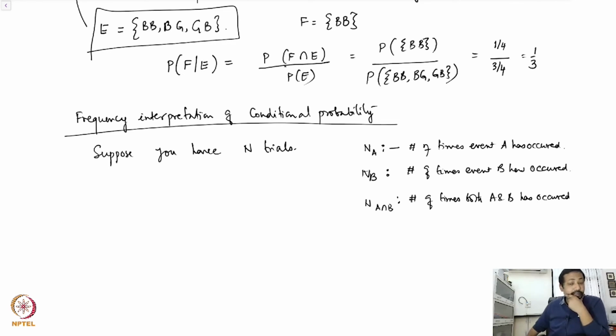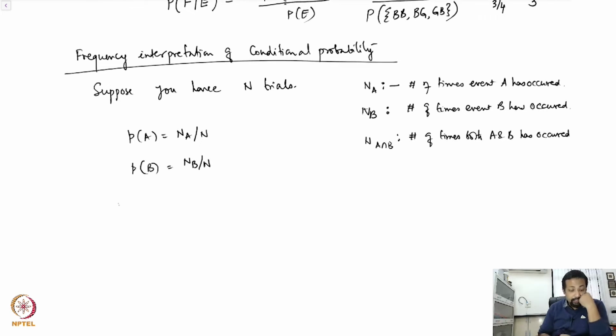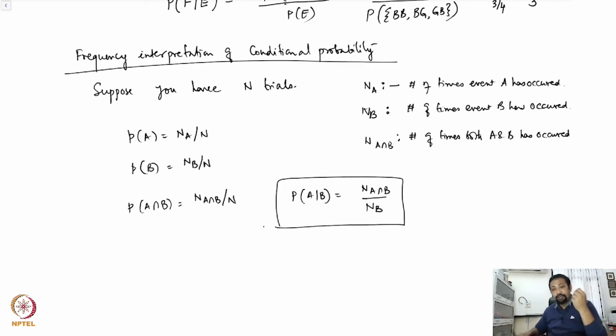Right? Then if n is large enough, statistically speaking, P of A is N_A over N, as we had worked out earlier with the frequency interpretation. P of B is N_B over N, and P of A intersection B is N of A intersection B over N, where this denotes the number of times A and B have jointly occurred. So the conditional probability in the frequency interpretation becomes N of A intersection B divided by N_B, right?